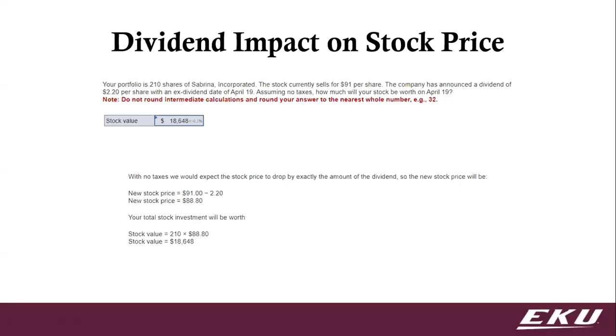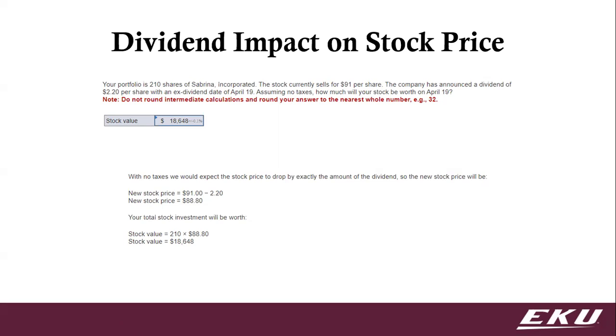So this first one, we have 210 shares of a stock. They're currently selling at $91, and they just announced a dividend of $2.20 per share. And the ex-dividend date is April 19th. Assuming no taxes, what will the stock be worth on April 19th?